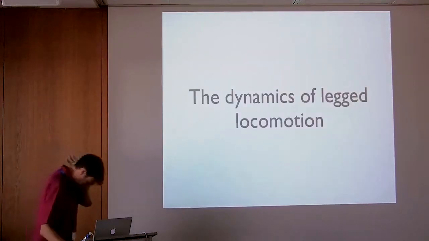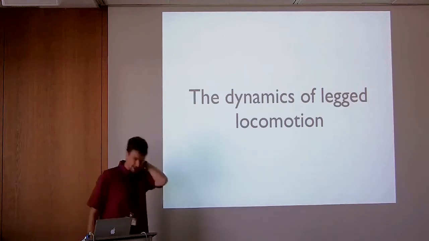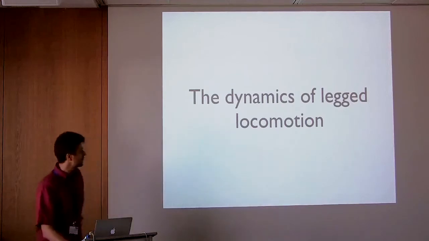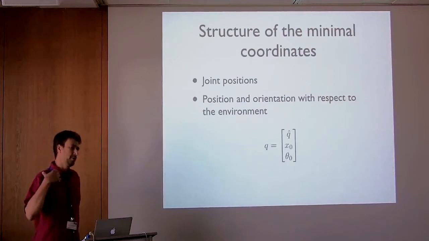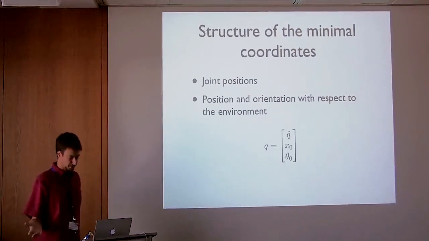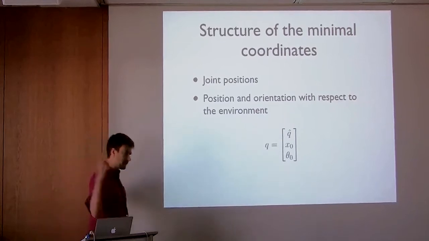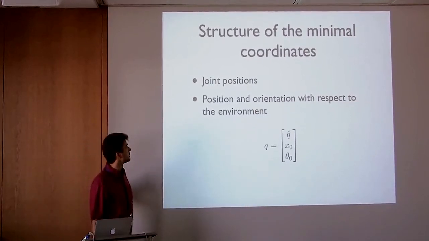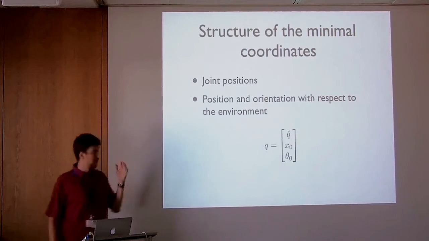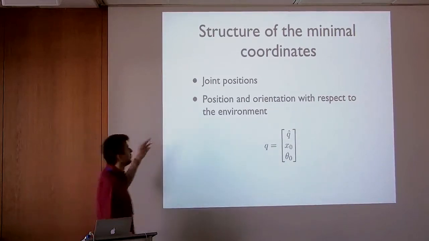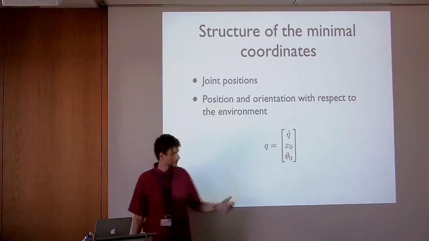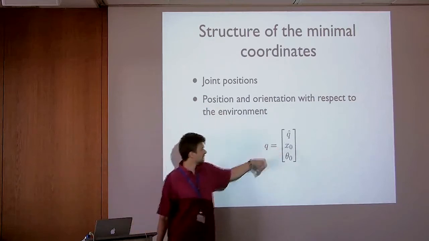Okay, so now equations. The dynamics of leg locomotion. Everything starts with how you describe the posture of a robot. And this will impact all the rest of the equations. When you describe with the minimum set of coordinates the posture of your robot, of course you're used to using joint positions, which here we call q hat.